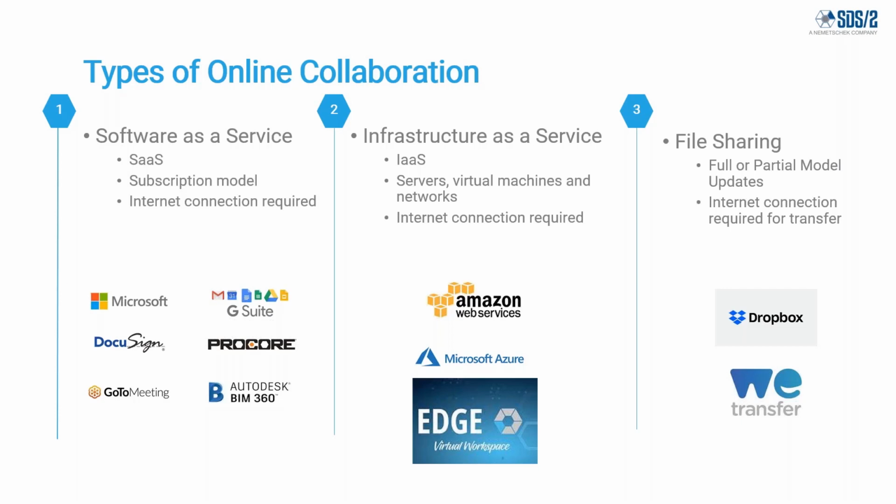Obviously, you need an internet connection to use that. Products that you may have used, DocuSign is one like that. Microsoft's got some tools like that. In our industry, Procore is software as a service. You might have heard of Autodesk BIM 360, where they'll use it for projects and they all use it. So those are examples of software as a service.